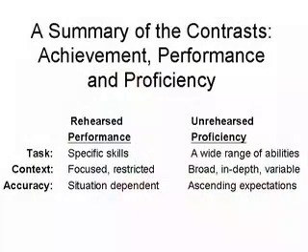Okay, now you see the same column of rehearsed performance here, and let's move over and compare that with proficiency. Instead of specific skills, you're now looking for a wide range of abilities, and we can say real-world abilities. And that completes the shift from textbook to real world. Content or context: focused, restricted, broad, in-depth, variable. You don't know specifically what's coming next. Accuracy: situation dependent, ascending expectations.